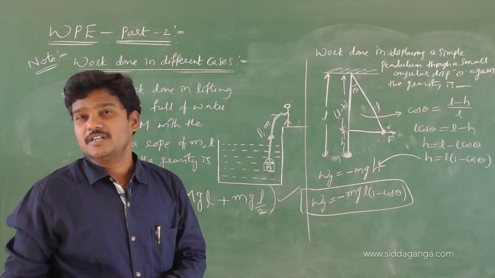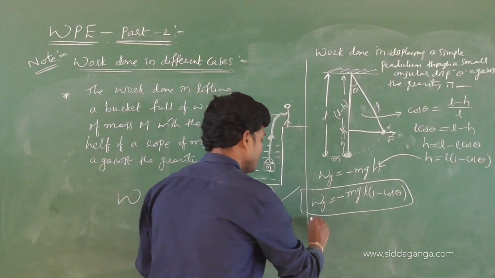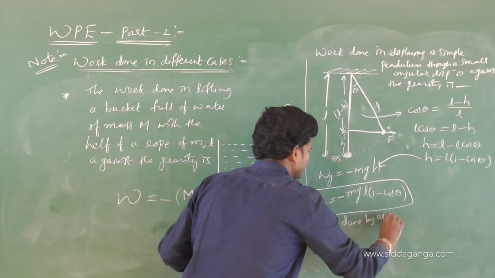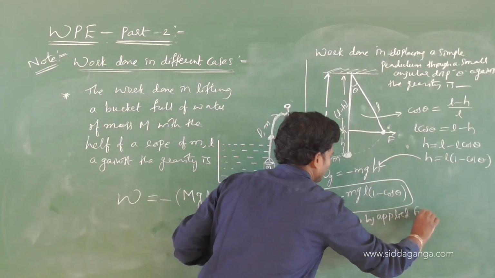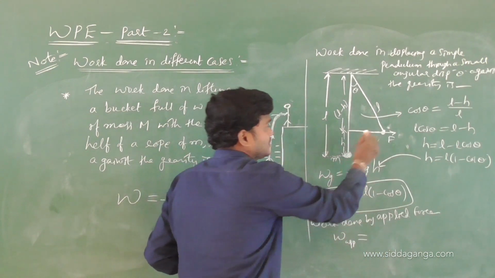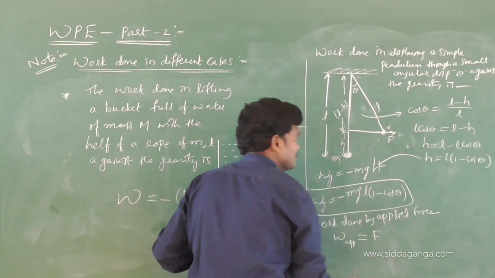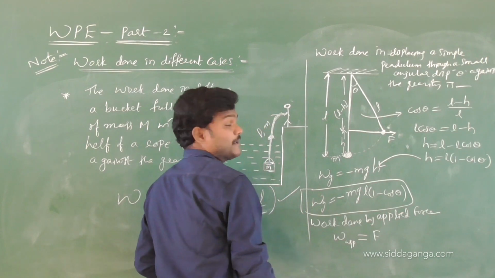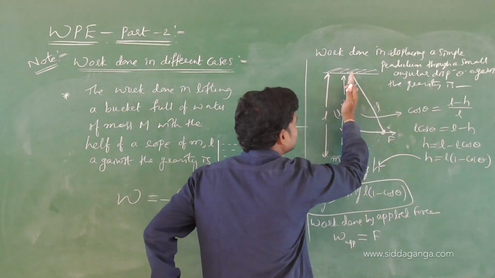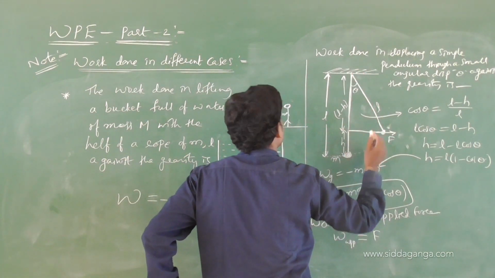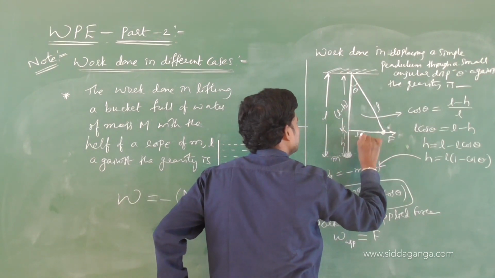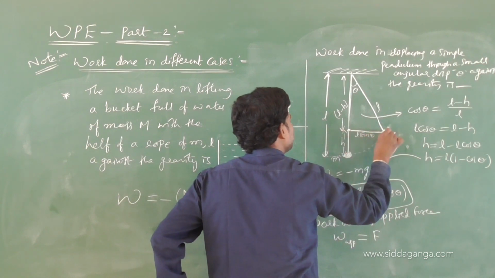Tell me how much work is done by the applied force. Work done by the applied force, can anyone say? See, this is the applied force F. How much is the displacement? I think you know resolution. This is L cos theta, from here to here. From here to here is L sin theta. So indirectly the displacement is L sin theta.